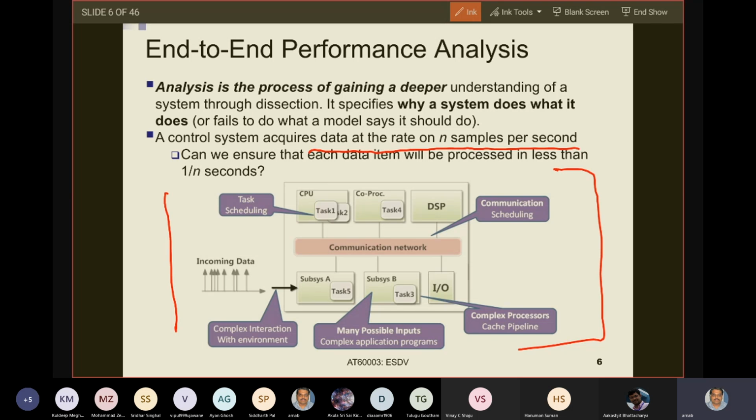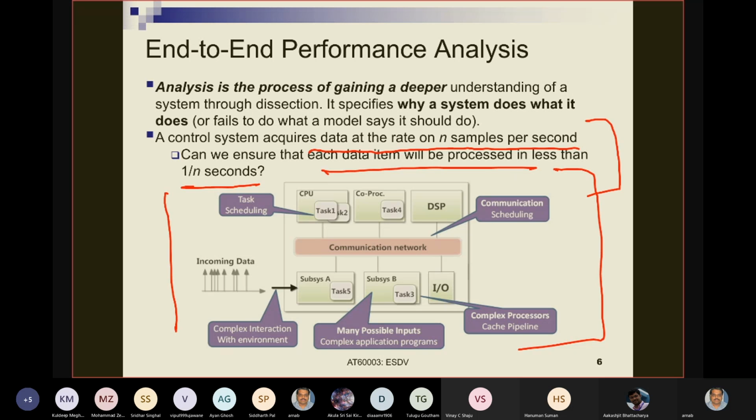Can we ensure that each data item will be processed in less than 1 by n seconds? So analysis will provide answers to this. Because you have used different types of artifacts, processors, communication medium, different protocols, in the presence of all these, am I able to maintain the desired performance, desired behavior? That answer will be provided through analysis. So it will give us the answer to questions like this. Can we ensure that each data item will always be processed in less than 1 by n seconds? This will come through analysis.